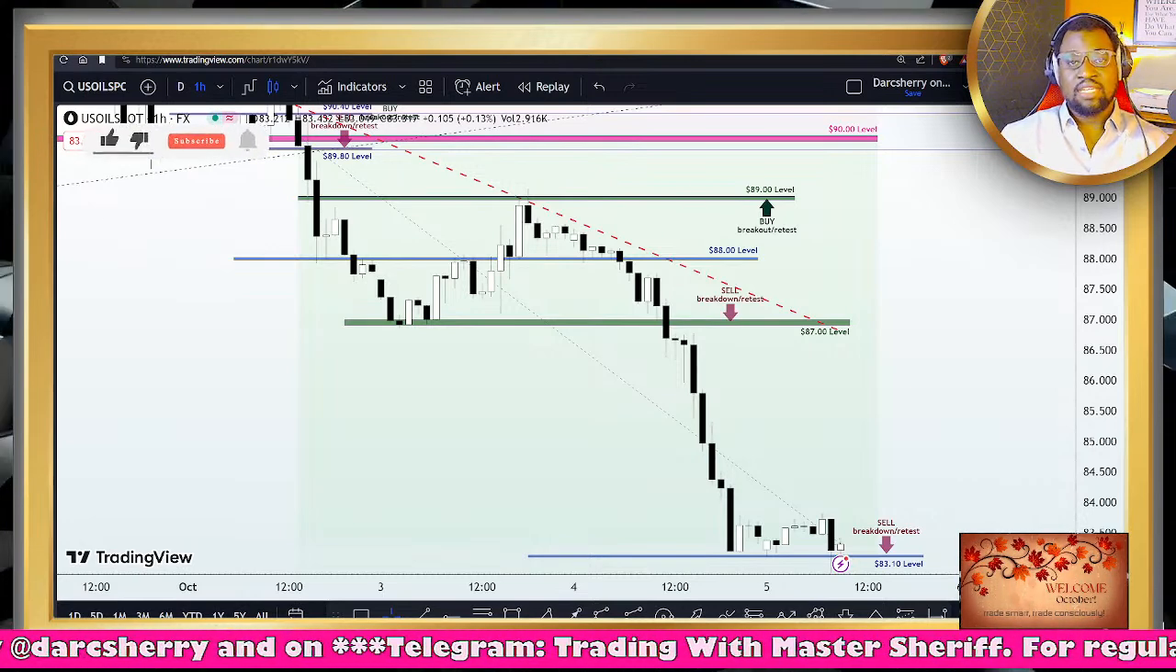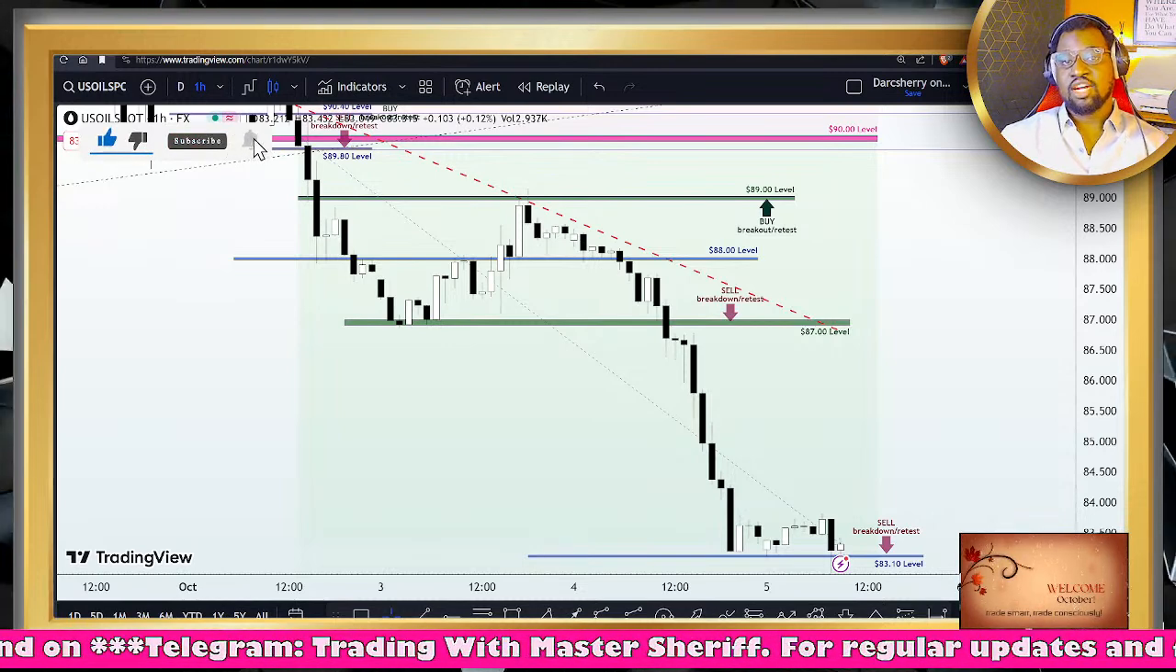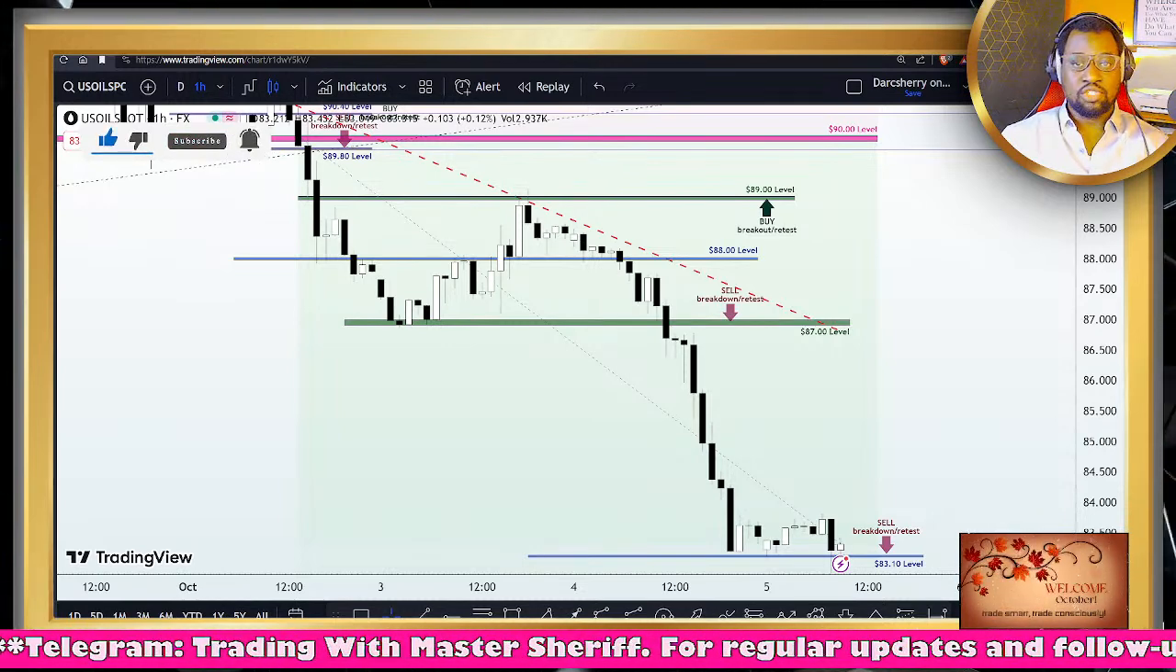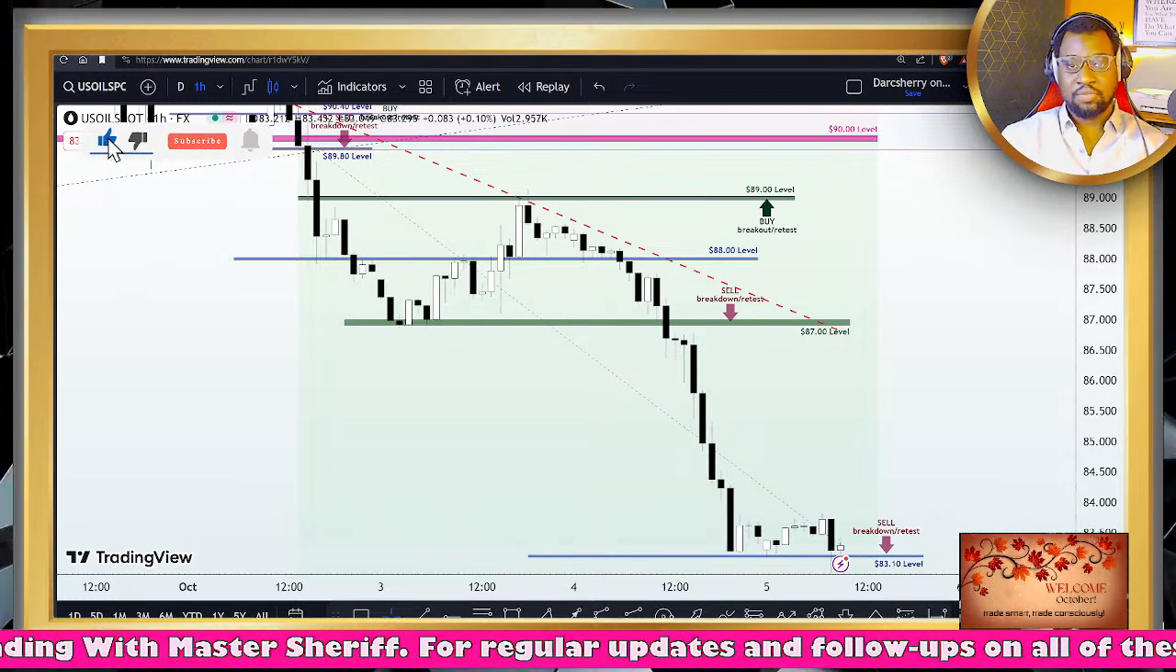We'll see how to manage our existing positions and of course use the information we have on the chart to strategically position ourselves ahead of the London and the New York session.